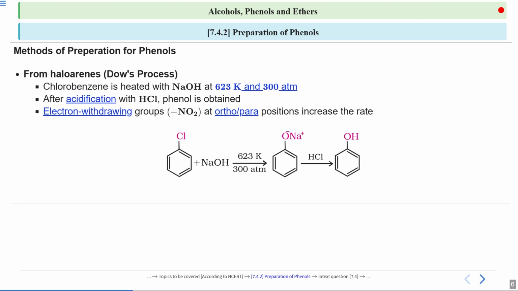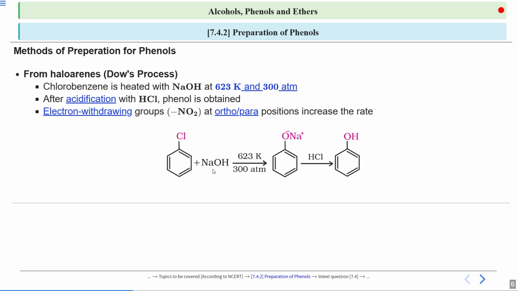So let us look at the process. First we have a haloarene. In this case we have chlorobenzene, so a chlorine is attached to this benzene ring. And we have a base, sodium hydroxide, that is NaOH. Now we know that chlorine is a good leaving group. So chlorine will leave from this ring.